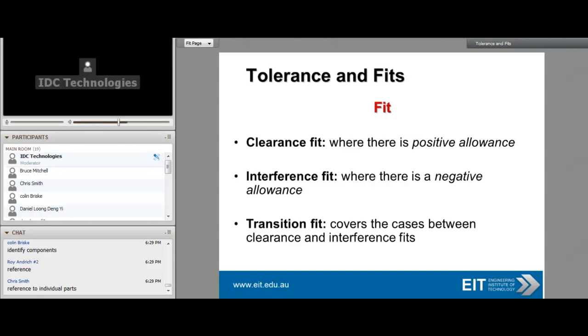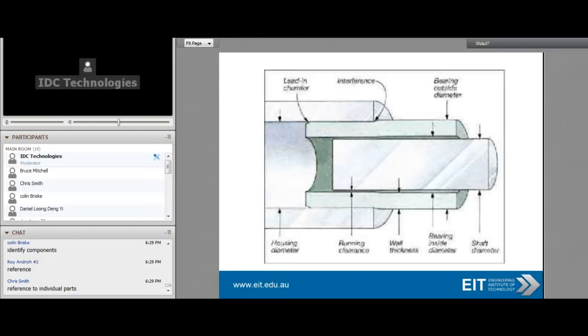And then we've got something that's in between a clearance fit and an interference fit. It's called a transitional fit. Let's take a look at an example here. So we're looking at a drawing of a housing, a bearing bush, and a shaft. What type of fit do you think there is between the bearing bush and the housing?